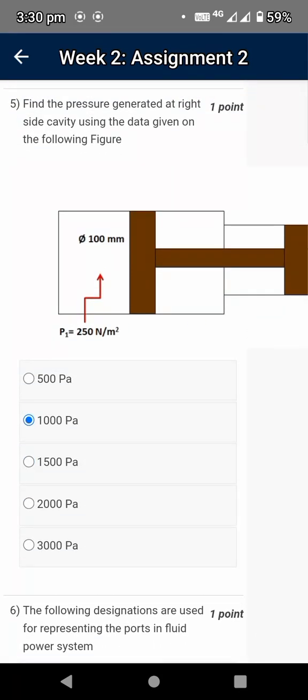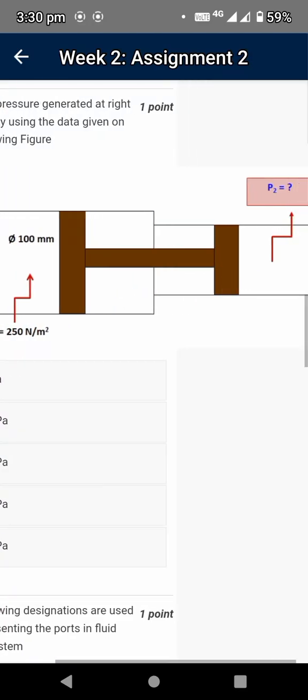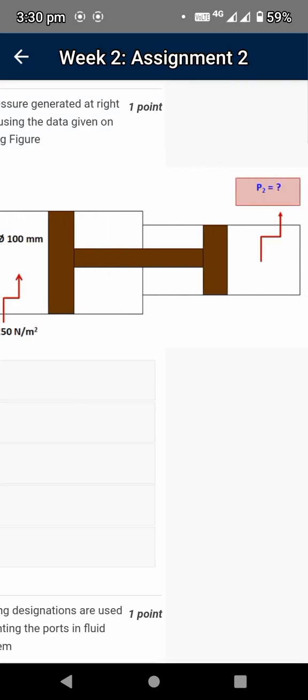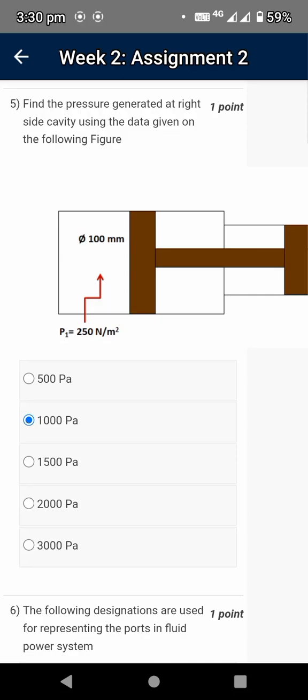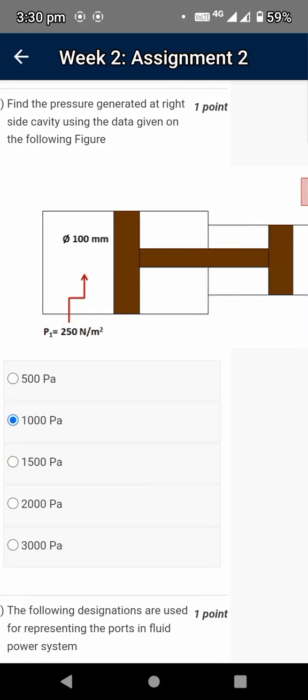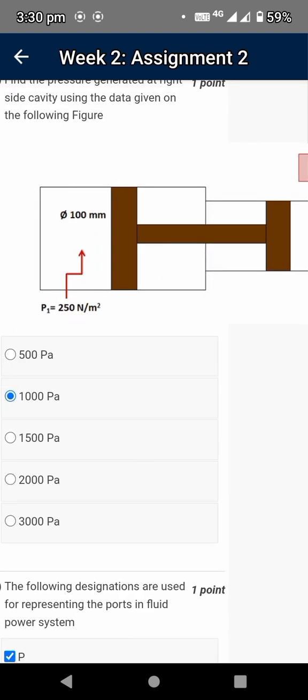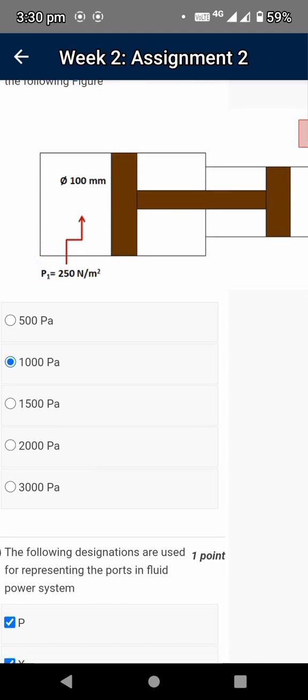Next, the fifth question. In this particular question, one data is missing. The diameter value for section 2 is not given, but we assume this value is half of the other. For example, here the diameter is 100 mm, so here we can take 50 mm. Initially we have to find the force value. Pressure is equal to force by area, so force is equal to pressure into area. P1 into area, we calculate using the diameter 100 mm.